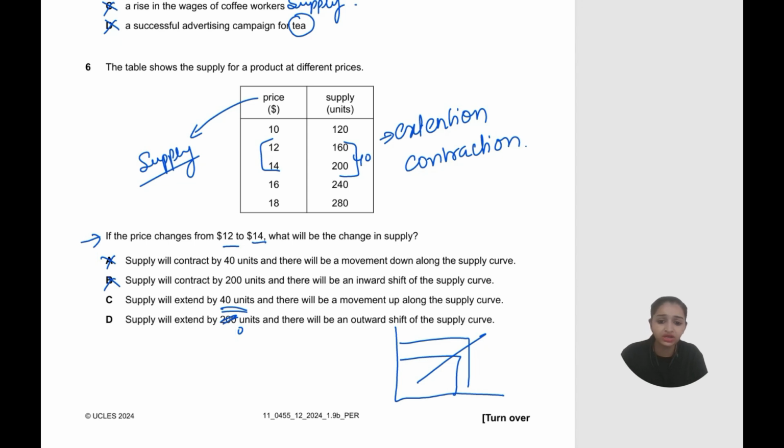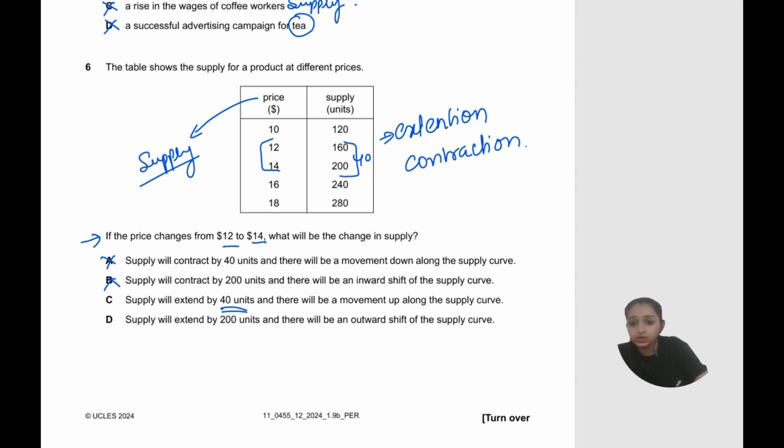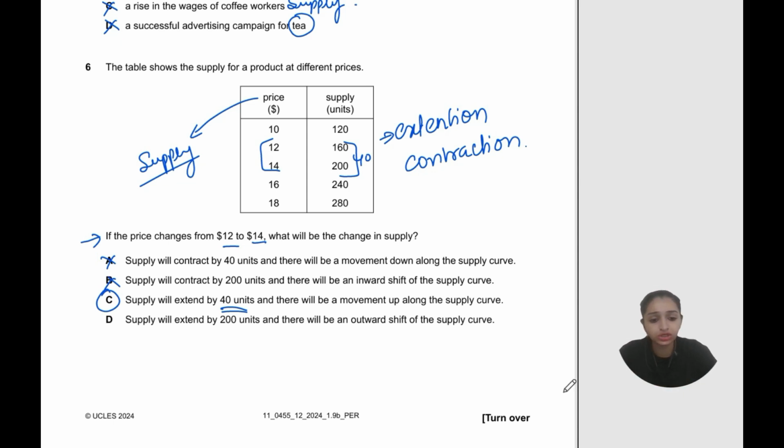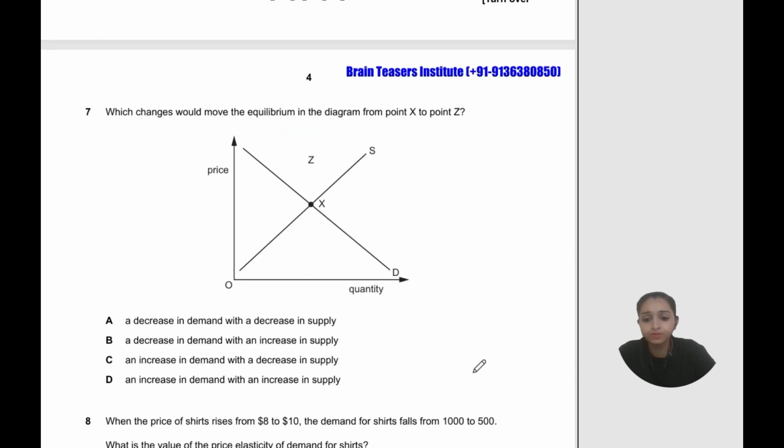I'm reiterating certain concepts here because a lot of times students have questions about why it is not option D and why it is option C. So let's look at this. C becomes the option straight away because there's a movement. This option is correct: supply will extend by 40 units and there will be a movement along the supply curve. There will not be any outward shift of the supply curve. So please make sure that you know this concept.